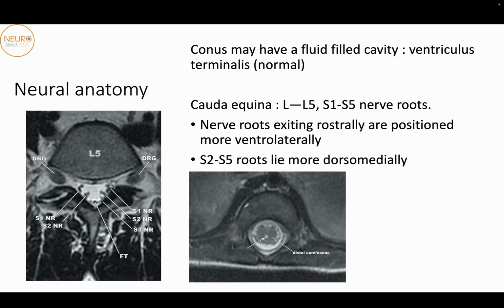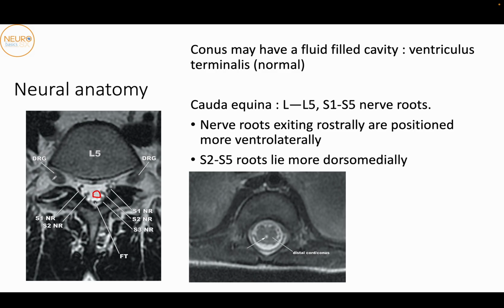The conus sometimes can have a terminal ventricle known as ventriculus terminalis, and that is normal. Okay, and the cauda equina usually contains L2 to L5 and S1 to S5 nerve roots. The nerve roots positioned more centrally would be your more inferior nerve roots. The S2 to S5 nerve roots are going to be positioned more medially, while the nerve roots which are going to be exiting obviously are going to be positioned more laterally.